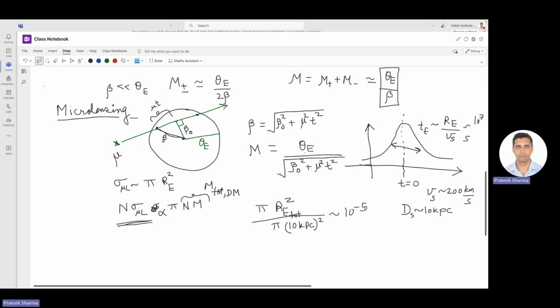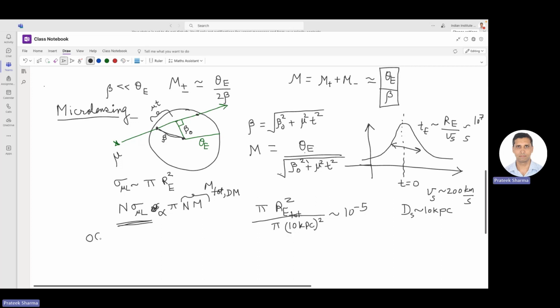So that's why people did this exercise and built these surveys, calculated the time scale for these surveys, and figured out which field to look at. You have to have in the field at least a million stars which are not obstructed by other mess. Okay.